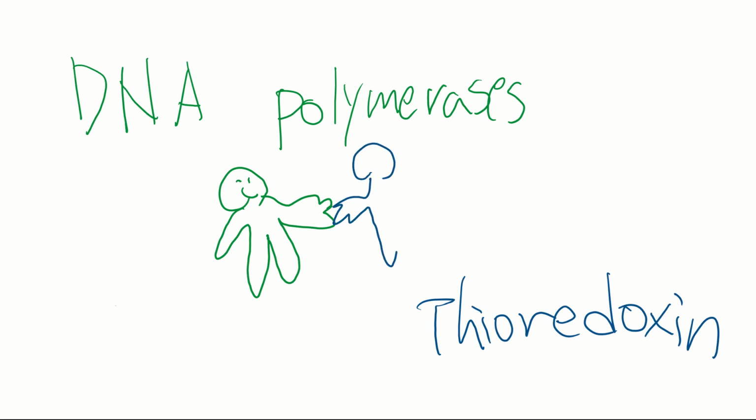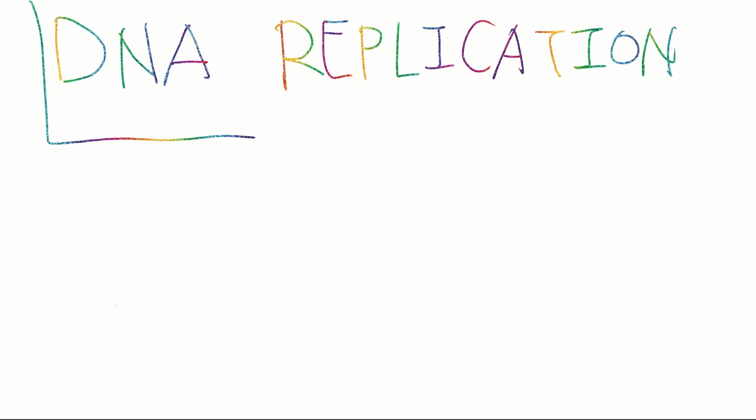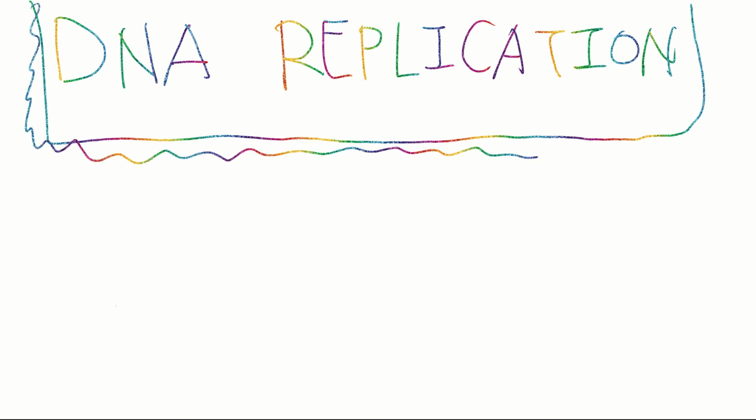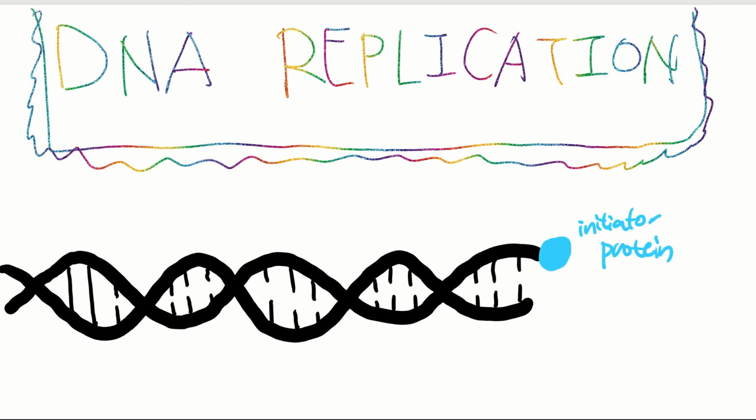Before looking at how thioredoxin works with DNA polymerase to speed up the DNA replication process, let's quickly recap the basic concept of DNA replication. Replication is the process by which a double-stranded DNA is replicated to produce 2 identical DNA molecules, and it occurs in 3 major steps: the opening of the double helix, the priming of the template strand, and the assembly of the new DNA segment by DNA polymerase. So first, initiator protein unwinds the DNA double helix.